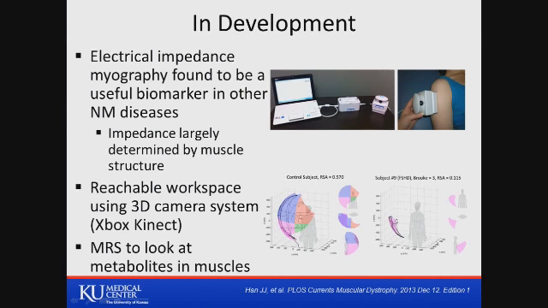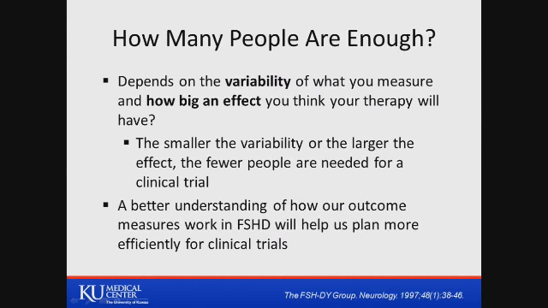And these are electrical impedance myography, and I want to mention it here because the FSH Society has been kind enough to support me in collecting data on this outcome. Reachable workspace, which uses a very novel 3D camera system that you can get with the Xbox Kinect to discover how much space someone can reach with their shoulders. And MRS, this is a different aspect of magnetic resonance imaging where instead of looking at the structure, they're really looking at metabolites in muscles. If anyone has questions about these, please feel free to ask me after the talk.